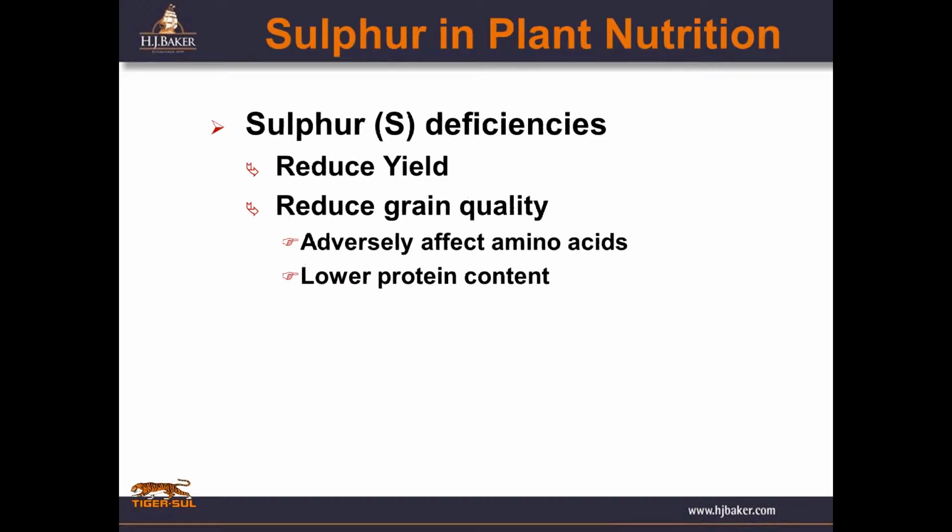So, sulfur in plant nutrition. We know from research that sulfur deficiency will result in yield reductions and also reduce grain quality. By reducing grain quality, we're adversely affecting the amino acids due to the lack of sulfur. And if you don't have the full amount of amino acid synthesis taking place, then we're going to lower the protein content of the grain as well.